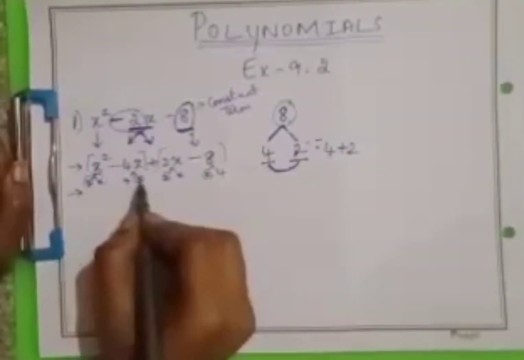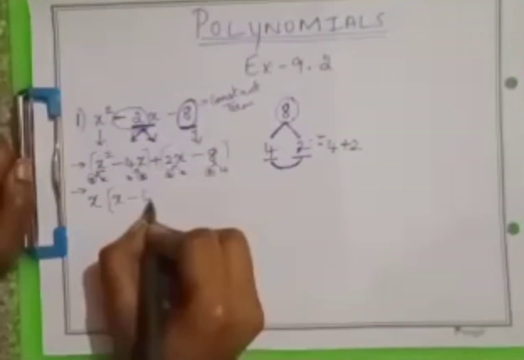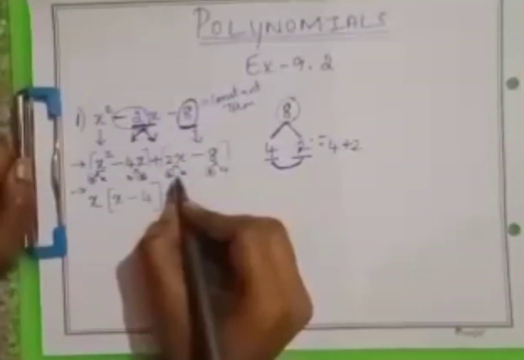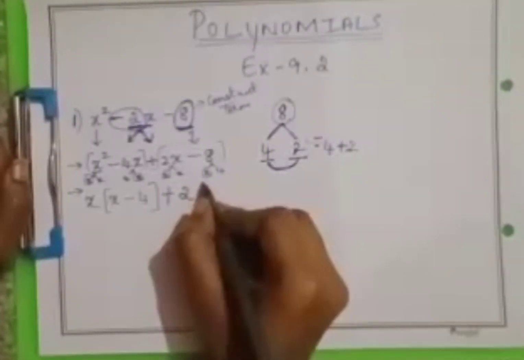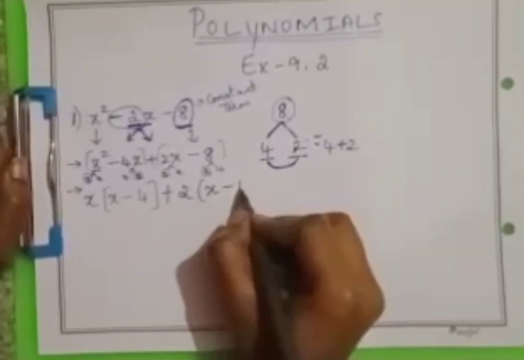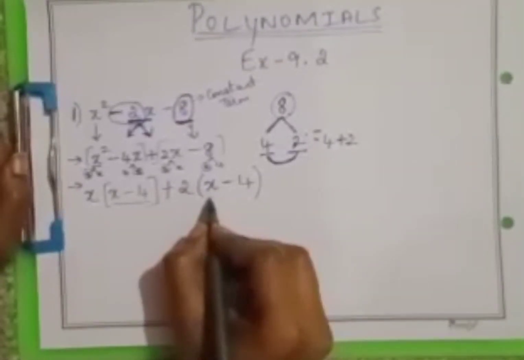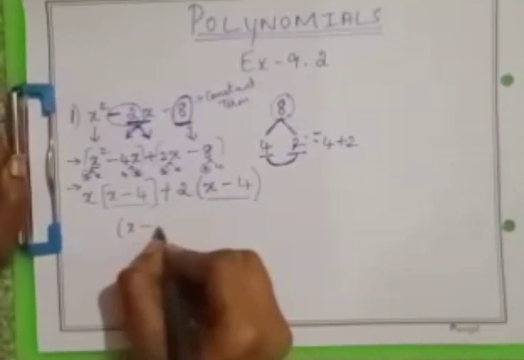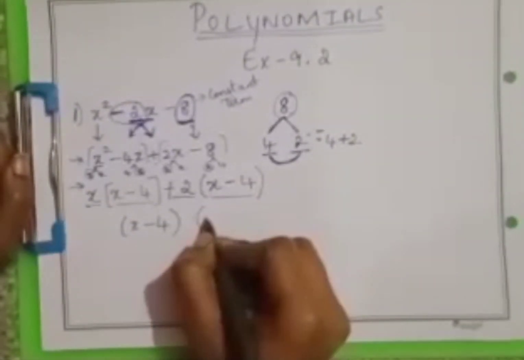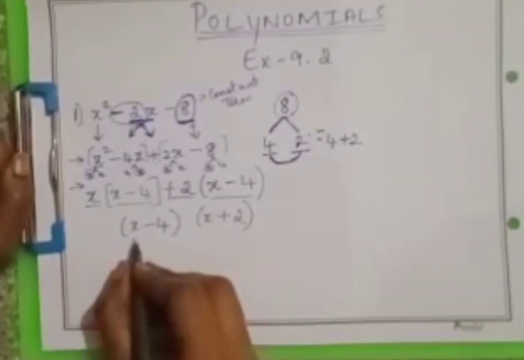So among the first two, x is common, so we take x out, and write the remaining term as it is. Write the plus sign as it is, and in the next two, 2 is common, so write the remaining as it is. Now plus into minus is minus, 2 into 4 is 8. Now whatever is present within the bracket, x minus 4, we take as one term, and the terms outside the bracket we group into one bracket. Now this is our solved equation.